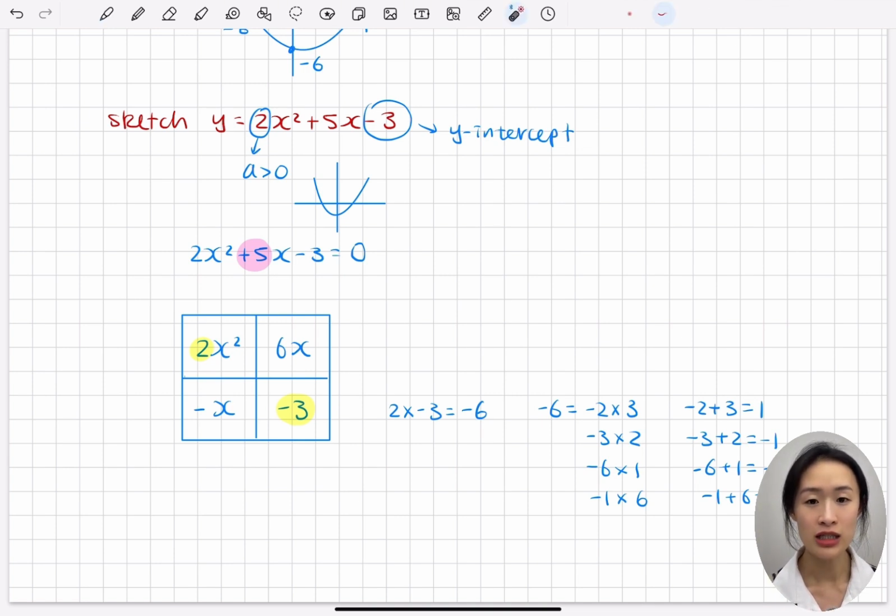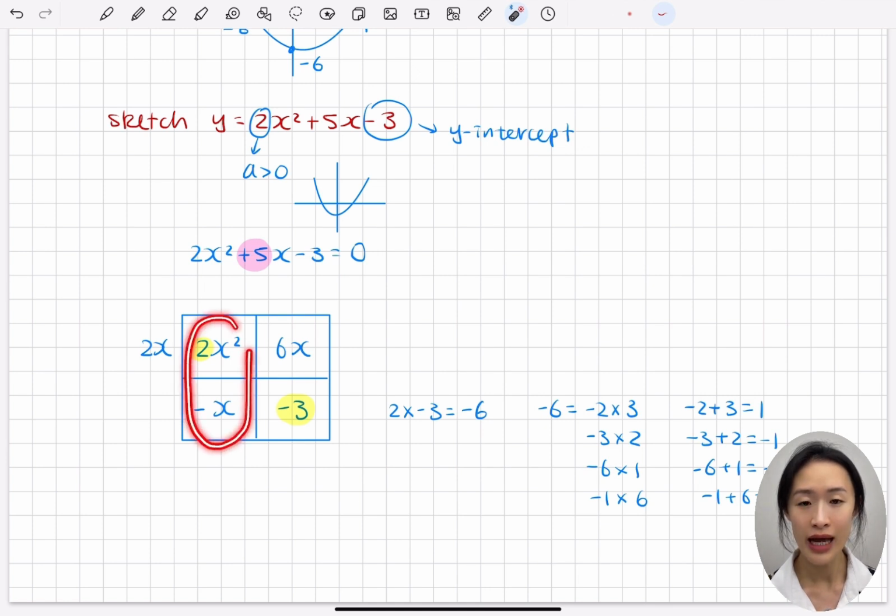So let's first look at 2x squared and 6x. What is the common factor? The common factor is going to be 2x, so I'll write that outside of the box. Next, let's look at 2x squared and negative x. The common factor of this is going to be x.